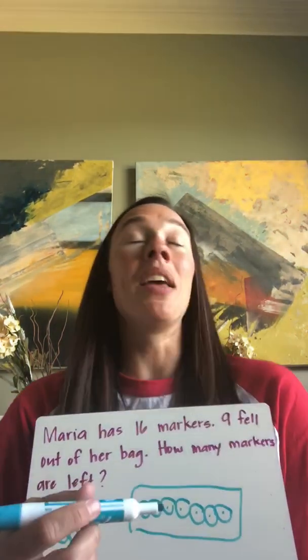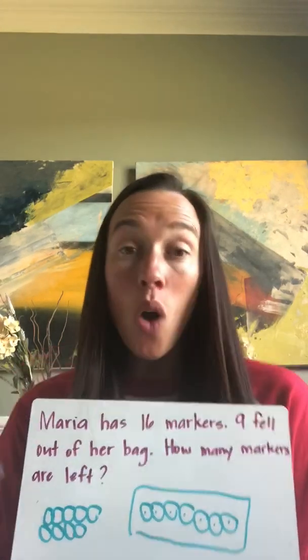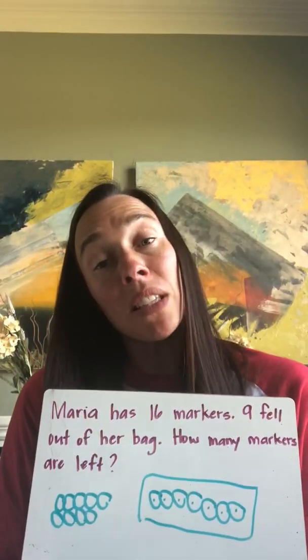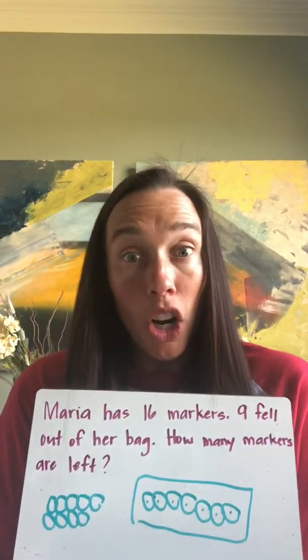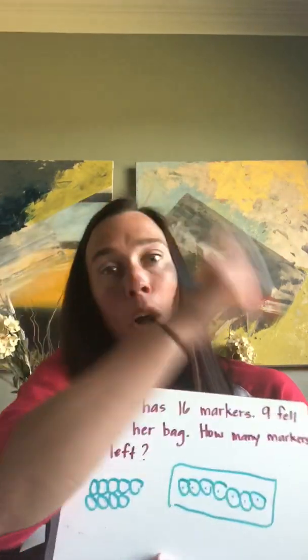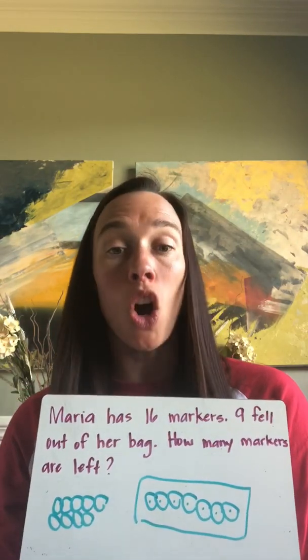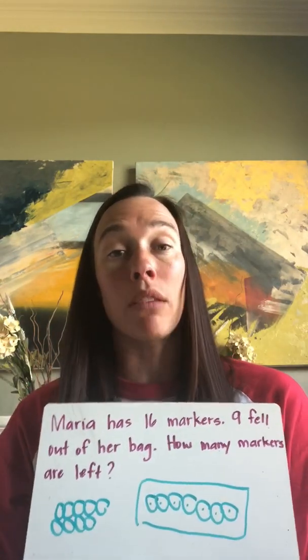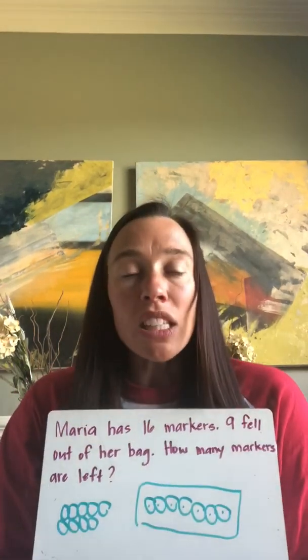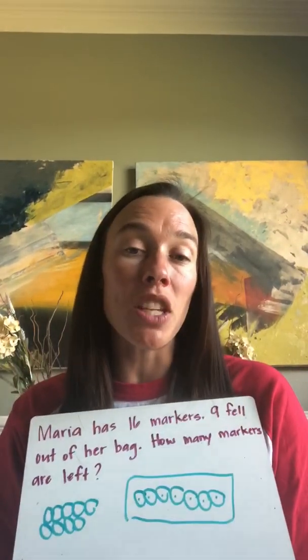1, 2, 3, 4, 5, 6, 7. I mean, that's how many are left. Okay, did we both come up with the same way to do it? Sure. So some of you may want to mark out and count backwards. Some of you may say, no way, I like to count on. Start with the small number and count to the big number. Either way, that's fine. But I'm going to show you a different strategy.